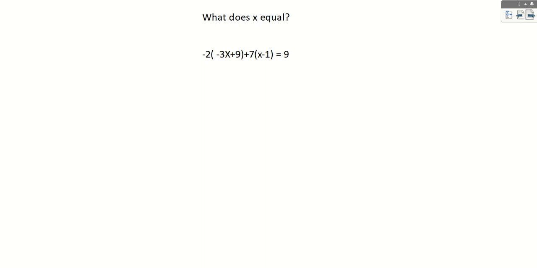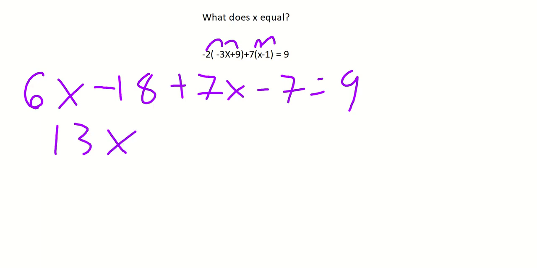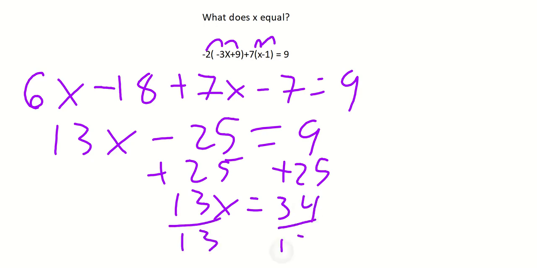So what is x equal? The first thing I'm going to do is distribute, and then I'm going to distribute here as well to save some time. So then I get negative times a negative, or 6x minus 18 plus 7x minus 7 is equal to 9. Now I'm going to combine like terms, and I get 13x minus 25 is equal to 9. Add 25 to both sides. And then divide. And x is equal to 34 over 13.